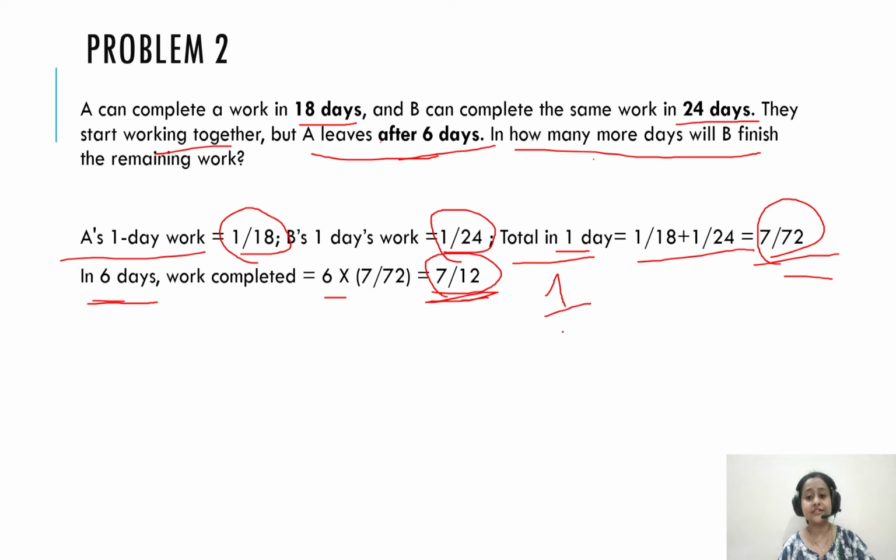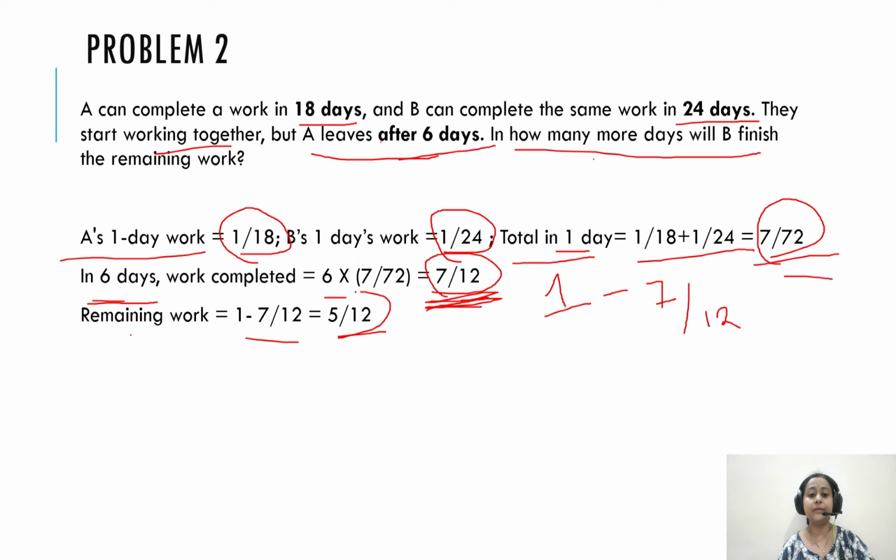Obviously, since 1 is the whole work, and this 7 by 12 is already completed, the remaining will be 1 minus 7 by 12, right? So that will be the remaining work. Let us see in the next line that the remaining work will be 1 minus 7 by 12, which is 5 by 12. Now this 5 by 12 will be completed by B alone, since A has already left, right?